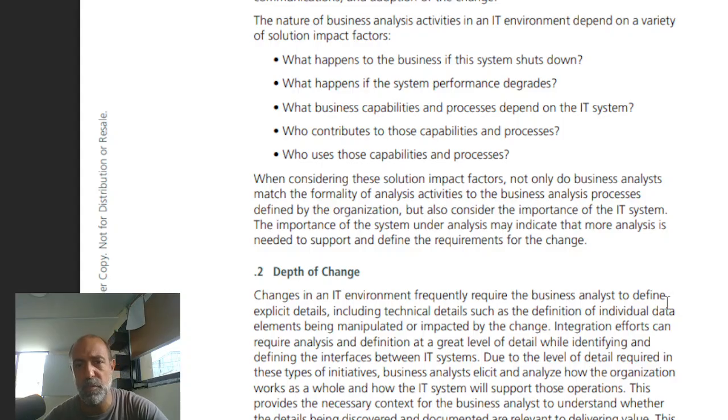Not only do business analysts match the formality of the analysis activities to the business analysis process, like I think we talked about when we were writing a data story. This goes to this, goes to this, and is consumed by this. So IT is everything in between. The importance of the system under analysis may indicate the more analysis needed to support and define the requirements of the change.